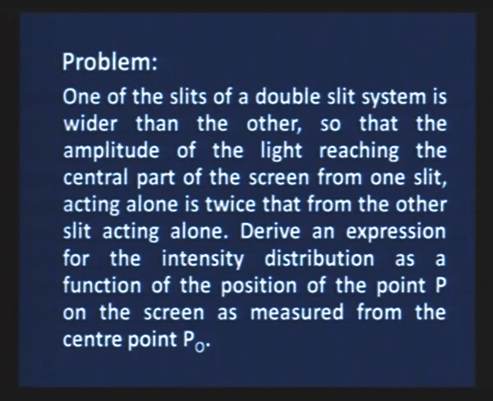And now we can have certain problems related to the phenomena. If we take one of the slits of the double slit system wider than the other, so that the amplitude of the light reaching the central part of the screen from one slit acting alone is twice that from the other slit acting alone, now we can derive an expression for the intensity distribution of this type of problem.